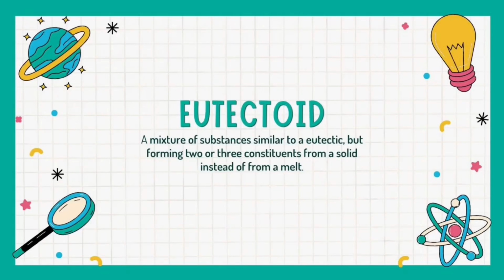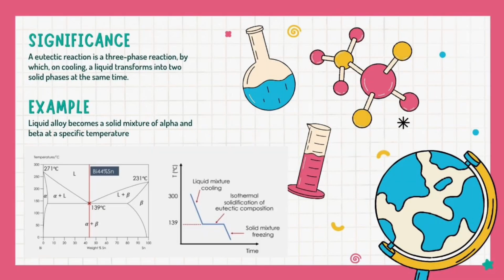I'm Danish. Now we are going to talk about eutectoid. It's very similar to eutectic because it is a mixture of substances similar to a eutectic, but forming two or three constituents from a solid instead of from a melt. As you can see, we will start with the significance.